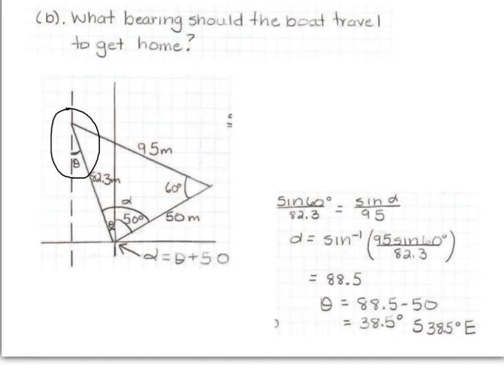So this entire angle alpha is 88.5 degrees. I subtract off the 50, and I end up with theta. So in order to get home, this boat must go south 38.5 degrees east. There we go.